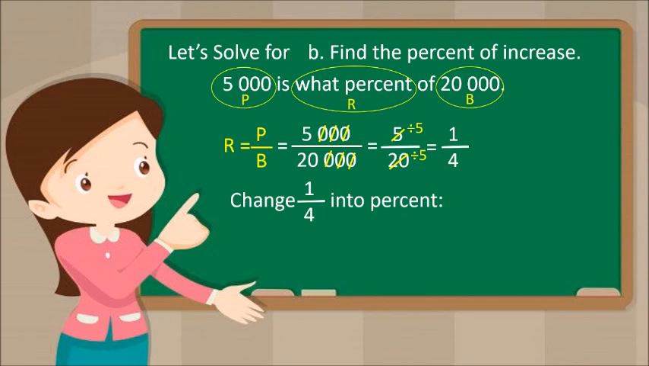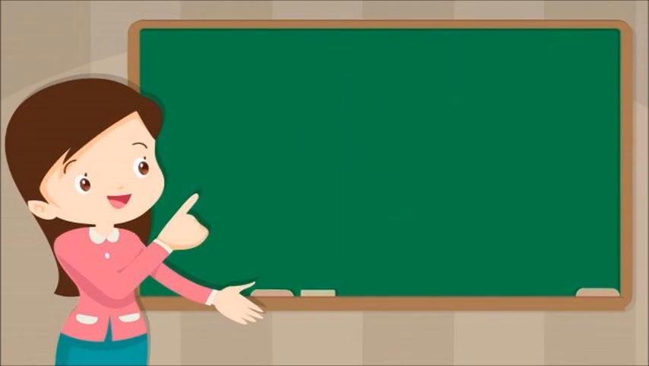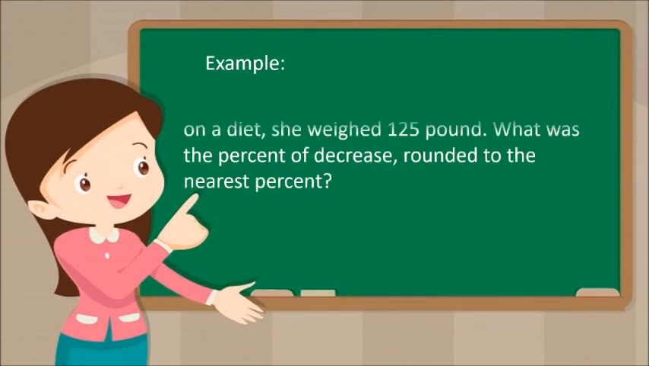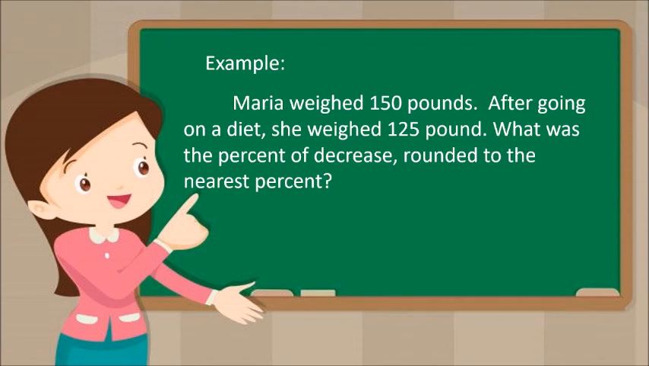Change 1/4 into percent. So 1 divided by 4 is equal to 0.25, times 100. We have 25%. Another example, Maria weighed 150 pounds. After going on a diet, she weighed 125 pounds. What was the percent of increase or the percent of decrease, rounded to the nearest percent?